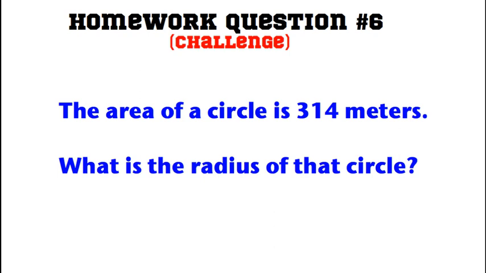Last question is a challenge question, so I would like everybody to try the question, or at least write down how you think you would solve the question. The problem is the area of a circle is 314 meters. What is the radius of that circle? In this problem, they've given you the final answer. They've told you what the area is, 314 meters. So you're going to have to take some steps backwards to figure out what was the radius in order to get an area of 314.